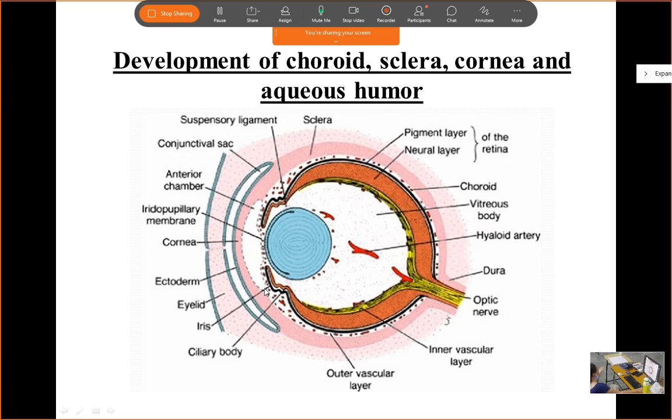So the anterior epithelium is formed by the surface ectoderm, and the stroma of the cornea, and this one, which part is this? This is the endothelium. It is formed from the mesoderm.